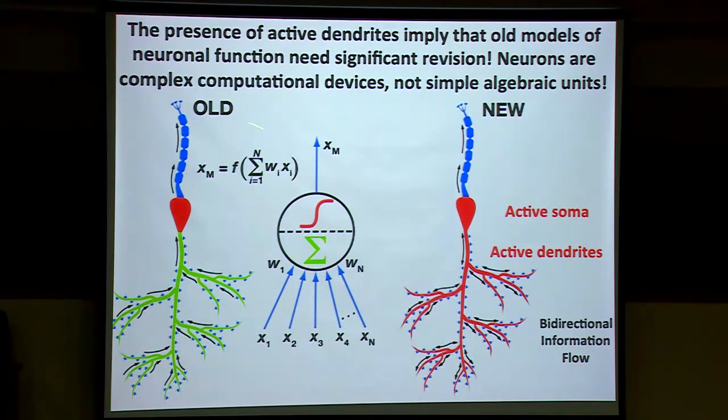To conclude, I would like to just put this slide up and show that the presence of active dendrites implies that old models of neuronal function need significant revisions. And neurons are complex computational devices and not simple algebraic units. And as we saw, if you include calcium and signaling microdomains, they are on the order of microns, which means that each of these individual points is an independent computational device which is capable of making decisions on its own and not something which is going to be talking with each other. And therefore, you will have to account for these complexities that are present within a single neuron if you are interested in understanding how it processes information. To go with this old model would be foolhardy.